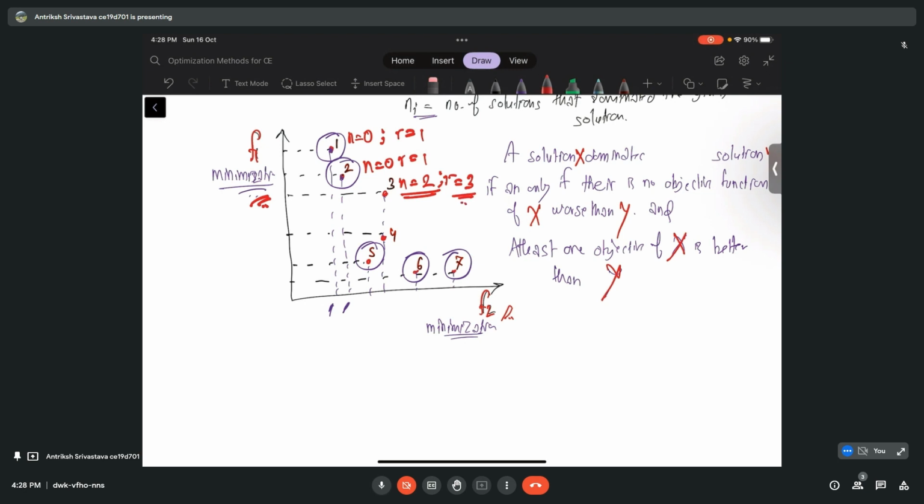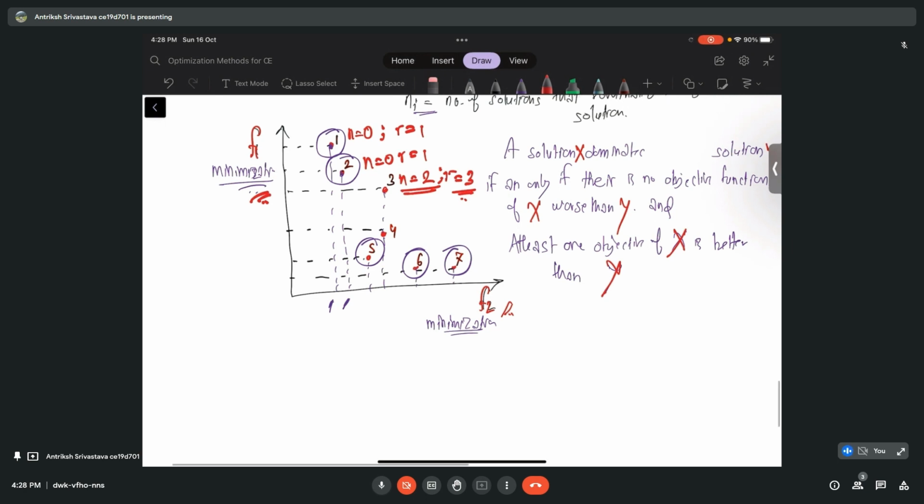Okay. What about 4? In the same way, I do not want to spend more time on this. Let's do one more. Let's do for 5. So what you can do is you can check. Then you will see that none of the solutions dominate solution 5, and so n is equal to 0 and r is equal to 1.